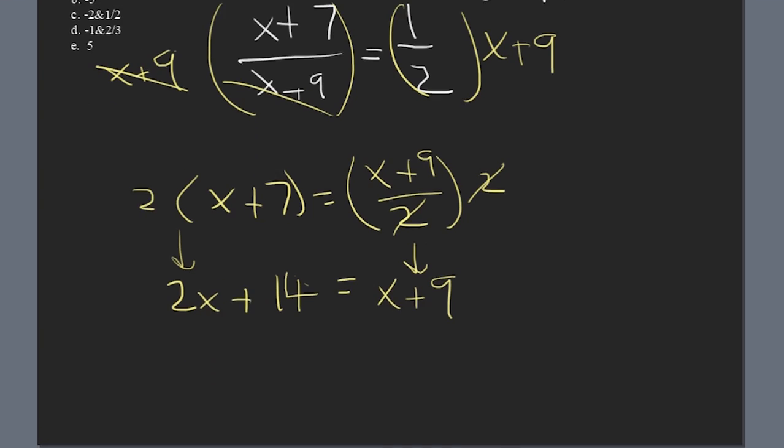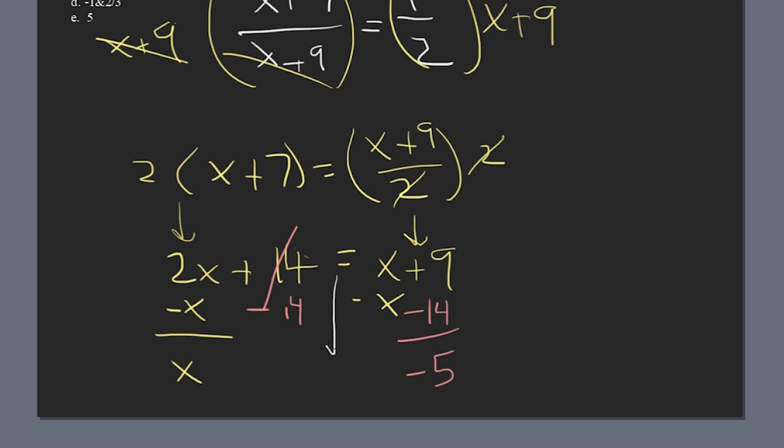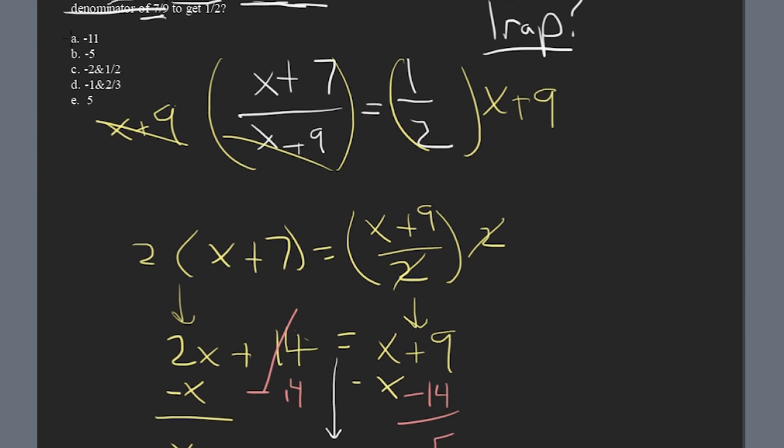And now I'm left with just some x's, so I'm going to subtract x from both sides. And I get x over here, and then I'll subtract 14 from this side so that it ends up nicely. I'll show you in a second. These cancel. 9 minus 14 is -5, right? Yes. So these are on opposite sides of the equal sign. X is equal to -5. So our answer should be B.